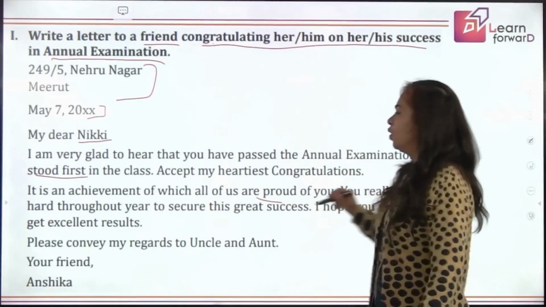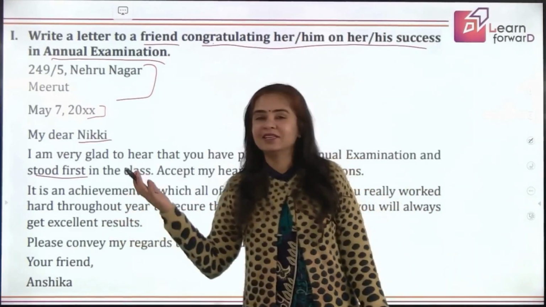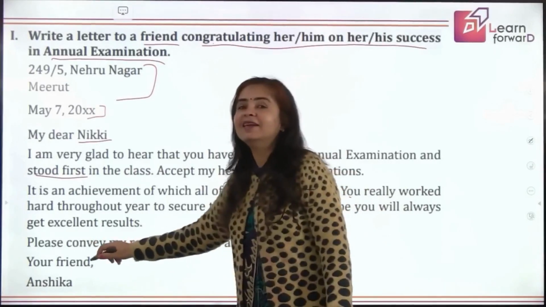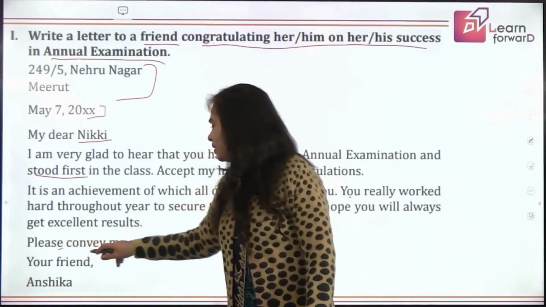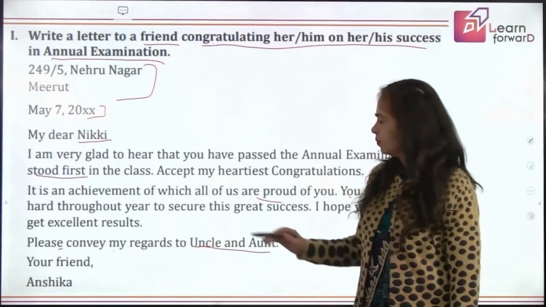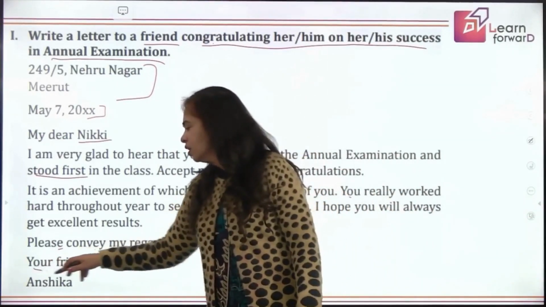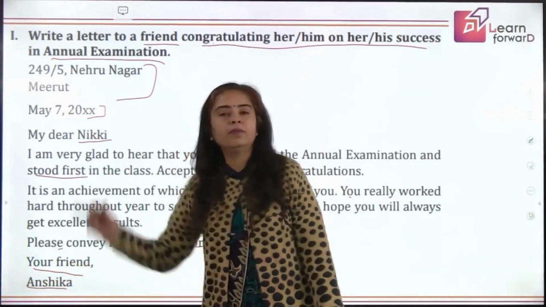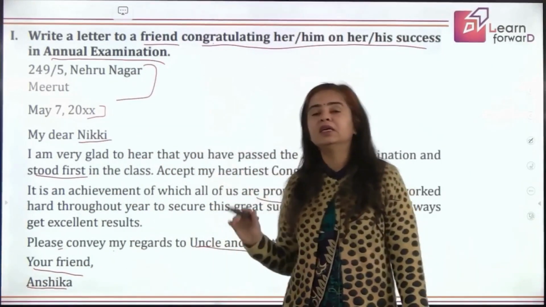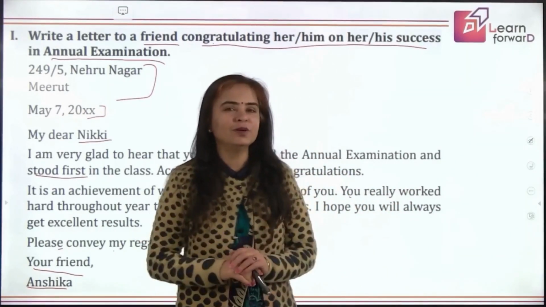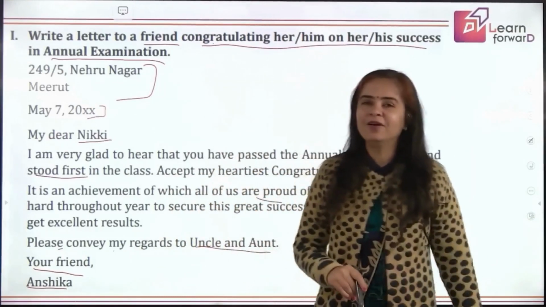"I hope you will always get excellent results." So just keep going, keep rocking. Please see here, this ending has come here: "Please convey my regards to uncle and aunt." And then finally you close with "your friend" or "your loving friend." And here you write your own name, because in the title, nothing is mentioned regarding the name. Hope it is clear to you. Can we move ahead now? Okay.